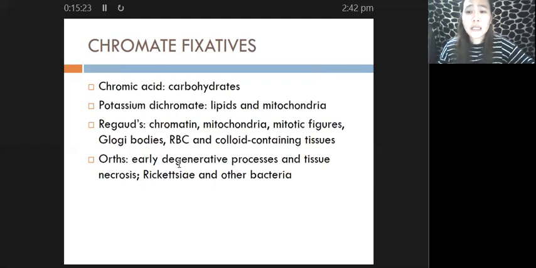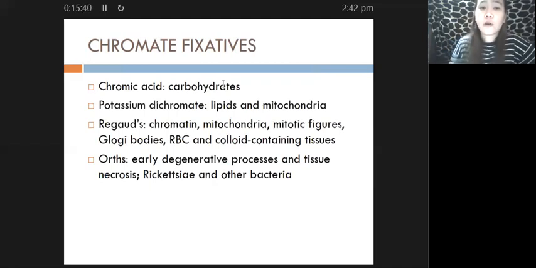So the only other 2 formulations in which you don't have a clue are your Regauds and your Orts. Okay, so Regauds and Orts are also considered to be chromate fixatives. So what are the uses of your chromate fixatives in histopath? Chromic acid is utilized for the preservation of your carbohydrates. That means it can be used as a histochemical stain.